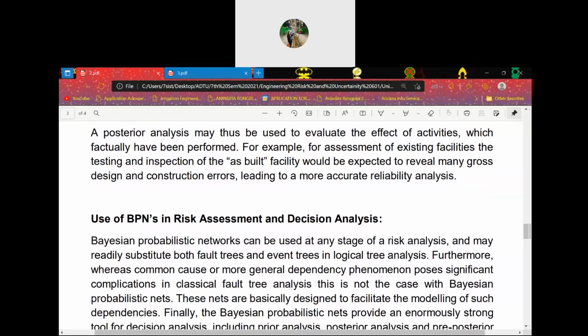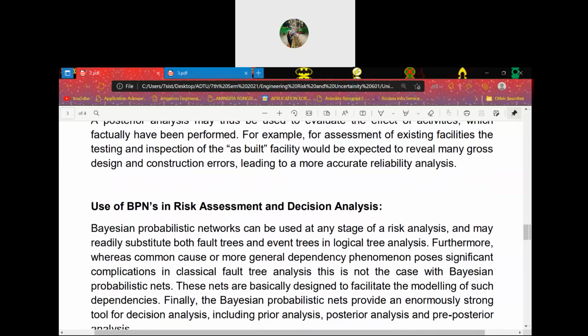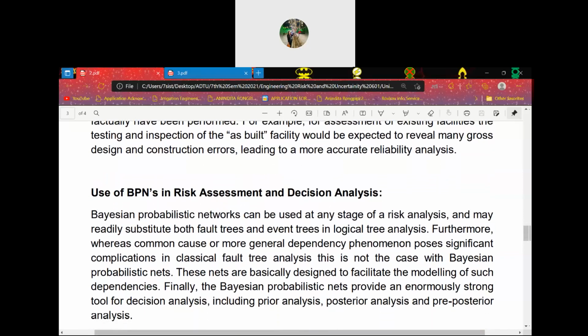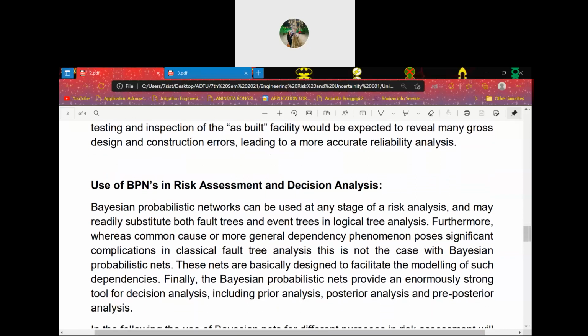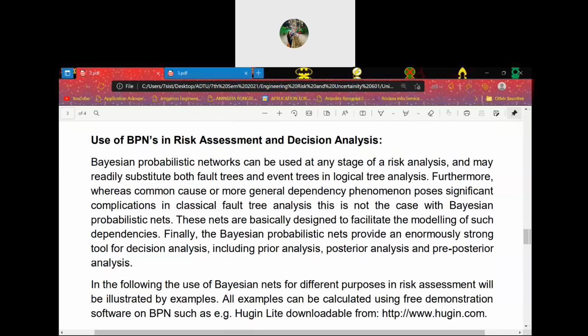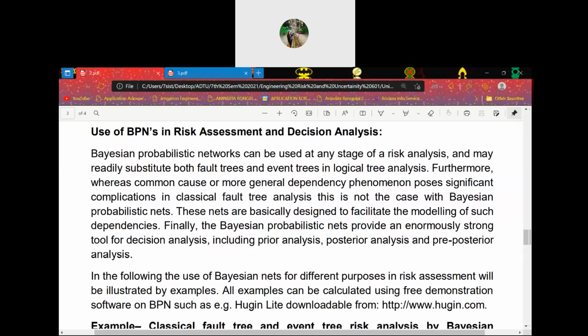Finally, the Bayesian probabilistic nets provide an enormously strong tool for decision analysis, which includes prior analysis, posterior analysis, and pre-posterior analysis. In the following, the use of Bayesian nets for different purposes in risk assessment is illustrated by example, and all the examples can be calculated by using free demonstration software on Bayesian probabilistic networks, that is BPN, such as Hugin Light. The name of the software is Hugin Light, which can be downloaded from the following given link.